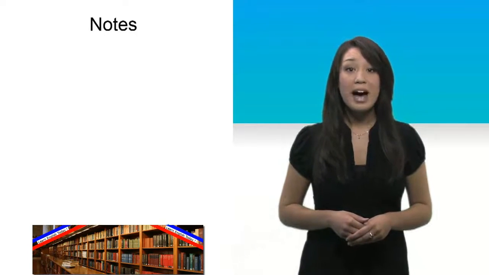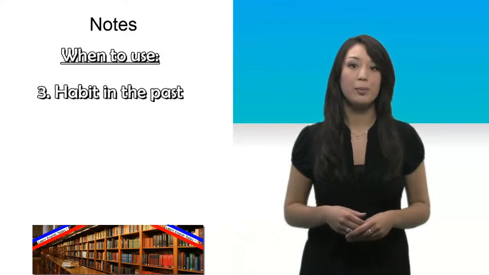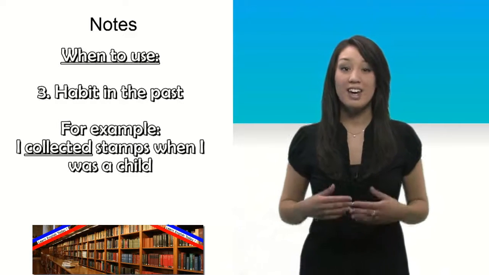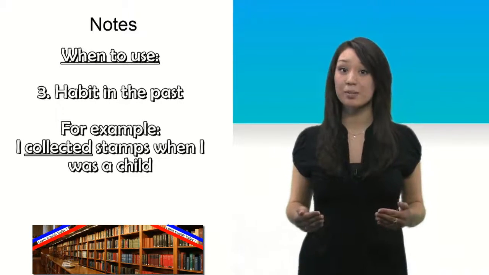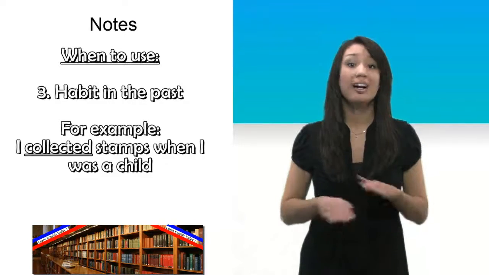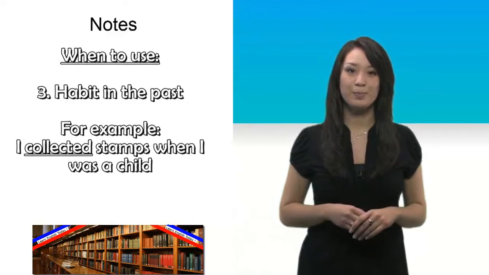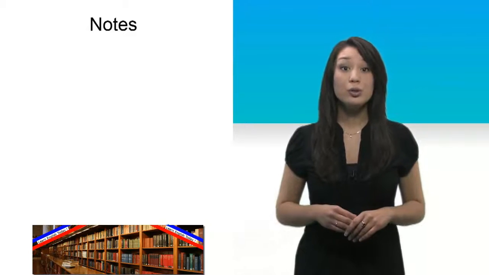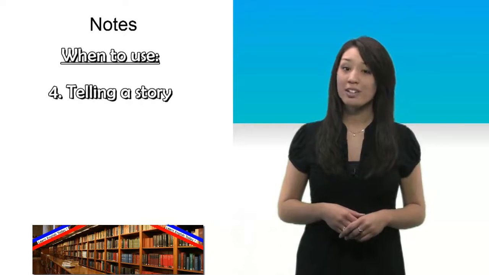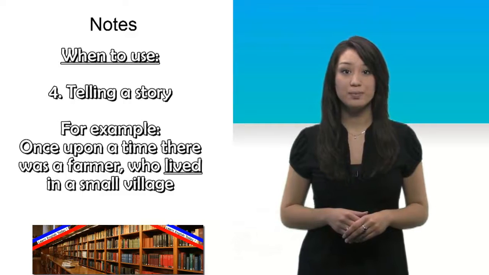Also, use past simple when you express a habit in the past. For example, I collected stamps when I was a child. The habit was to collect stamps. The habit was there for a while, but I no longer have that habit now. Use past simple. Lastly, use past simple when you tell a story. Once upon a time, there was a farmer who lived in a small village.